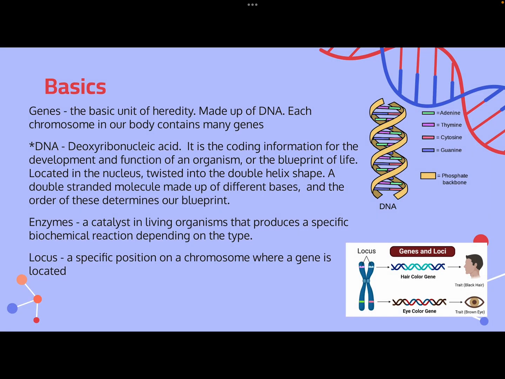The basics of biology you should know are mainly about DNA. DNA is the coding information for all organisms, the blueprint of life. It is located in the nucleus of a cell and twisted into the double helix shape you can see on the right, and is made up of different base pairs, which are individual to the person as it is their genetic material. Also important are enzymes, which are proteins in organisms that produce specific biochemical reactions depending on their type.